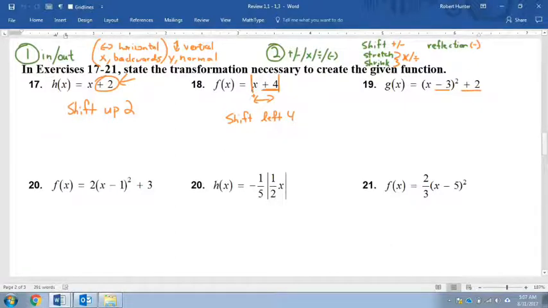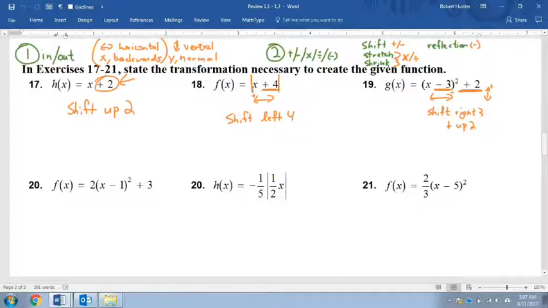So this one's inside, and we're subtracting. So subtracting is normally to the left, but inside we're backwards, so we're really going to the right. So that is a shift right 3. And on the outside, outside is y, and you do exactly what it says. Your y's are up and down. So you're going up. So the shift right 3 and up 2.